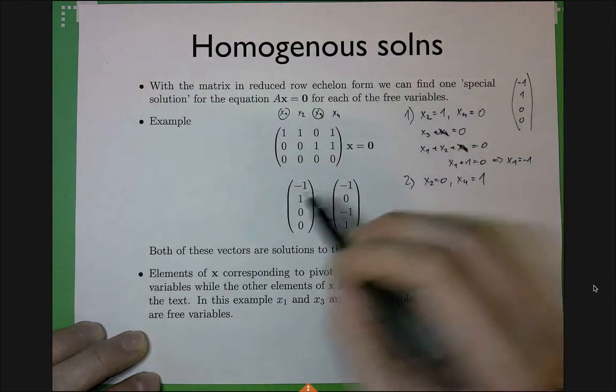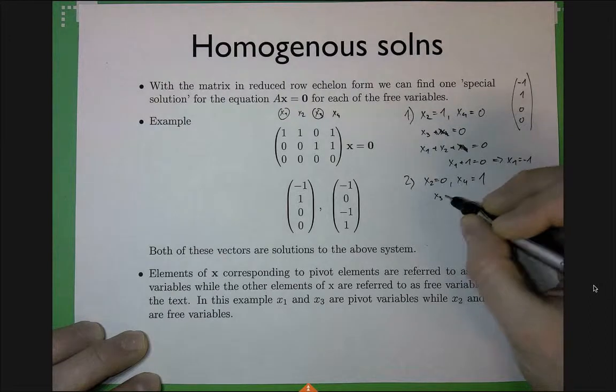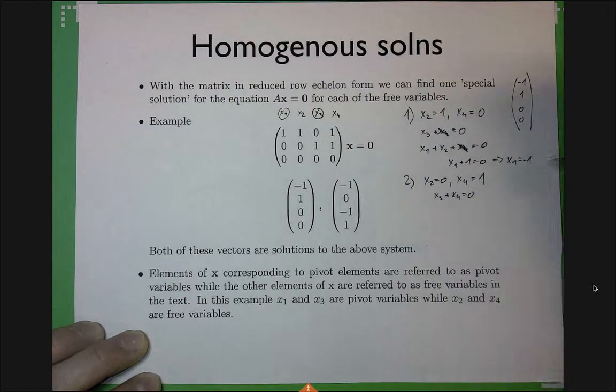So let's take a look at what I get in this case. I have again x3 plus x4 equals 0, which in this case is x3 plus 1. So that means that x3 must be minus 1.